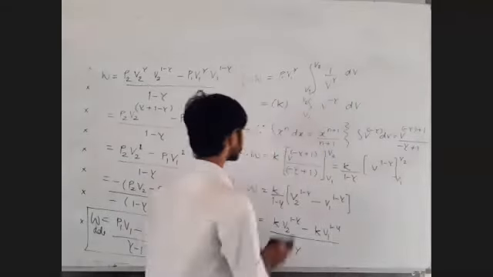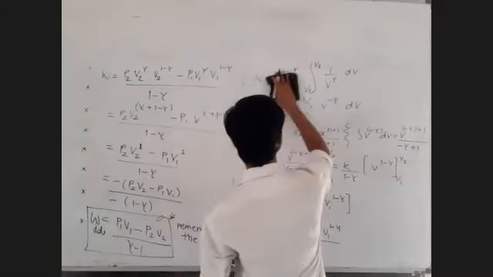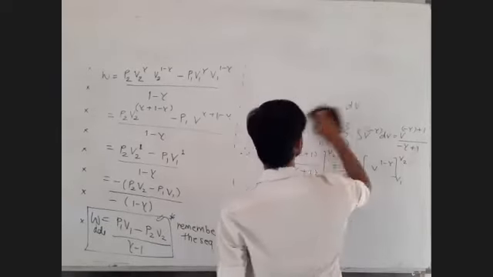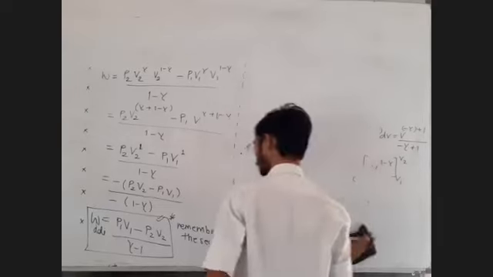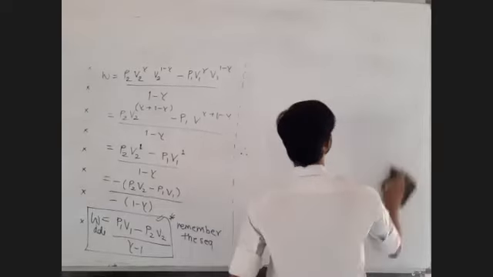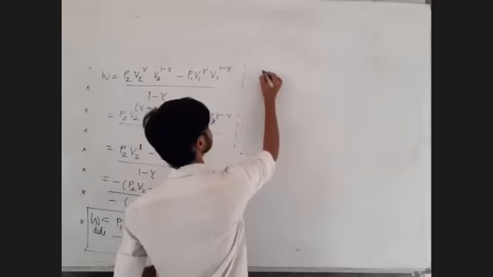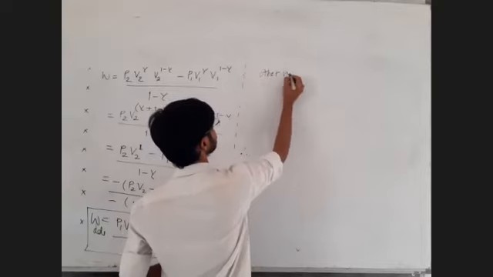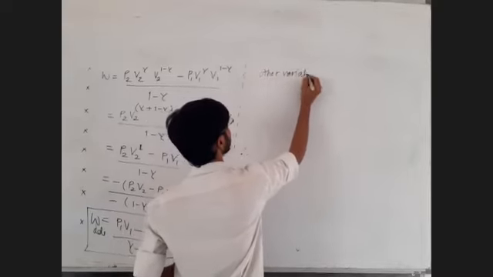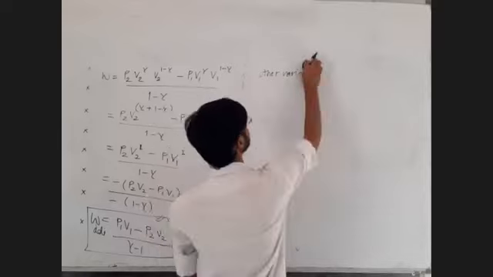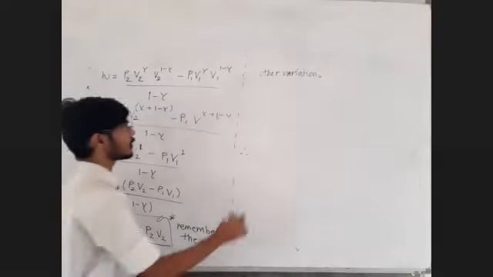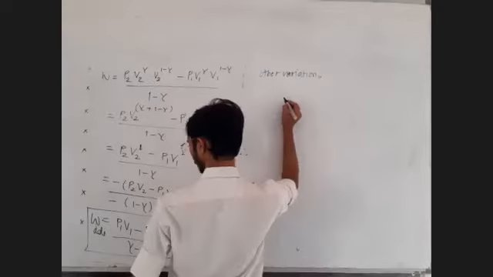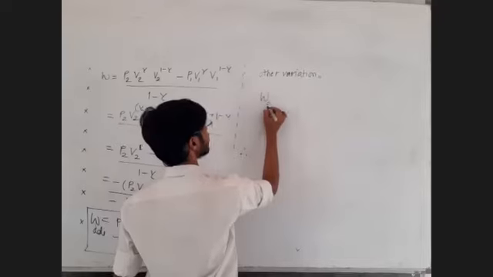Fine, sir. Now, sir, what if we are not given pressure volume data? What if we are given the temperature data? Very simple. P1 V1 equals nRT1, P2 V2 equals nRT2. So write down the other variation of the same formula. What if we are not given pressure volume data and we are given the initial and final temperature of the gas in the adiabatic process?